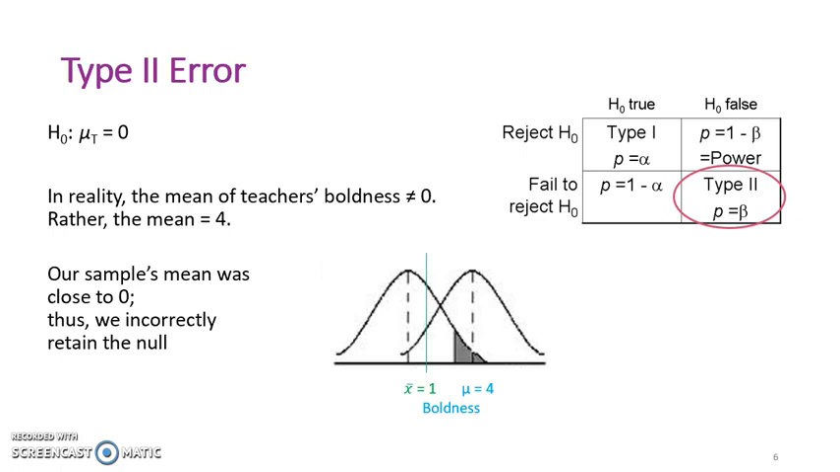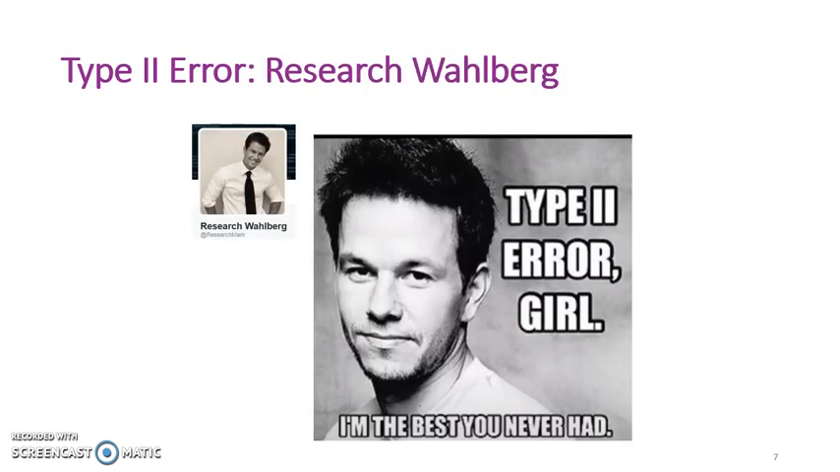We have committed a type 2 error. By retaining the null, we have said that there is no difference between the teacher's mean and 0, but really there is a difference. In reality, it's 4. So in this example, what this means is our intervention may have actually worked and increased boldness to a 4, but we missed it and we retained the null hypothesis. In a type 2 error, you had a significant result, but in reality, you missed it.